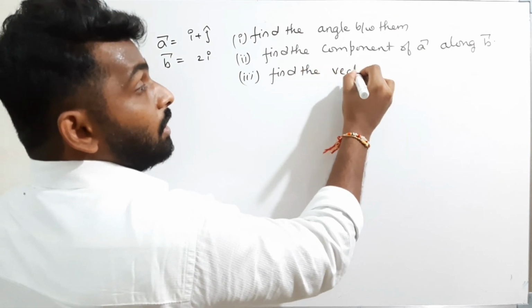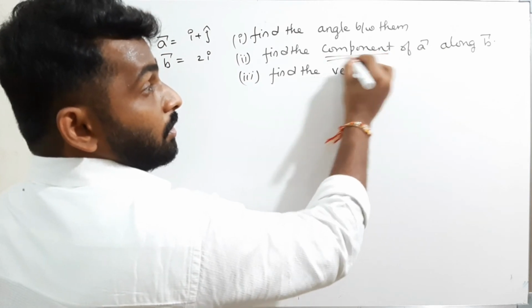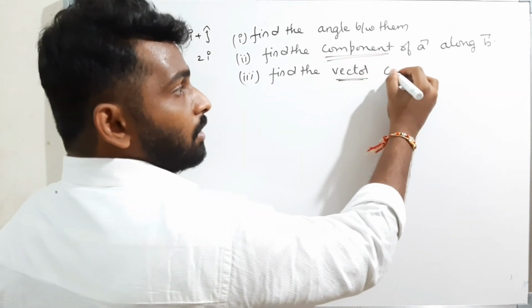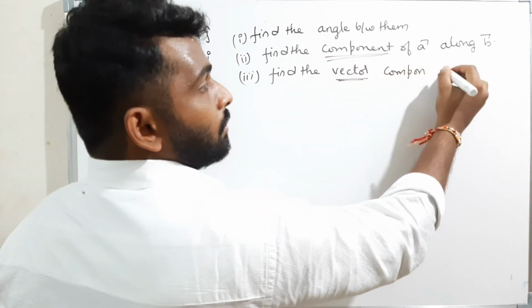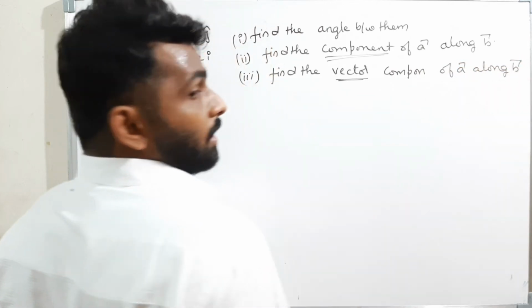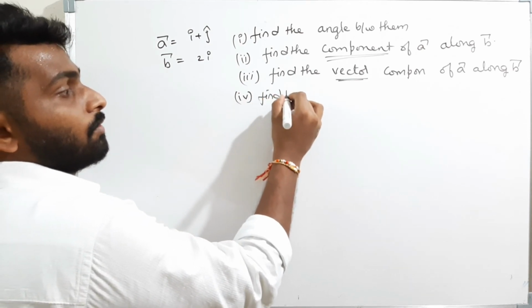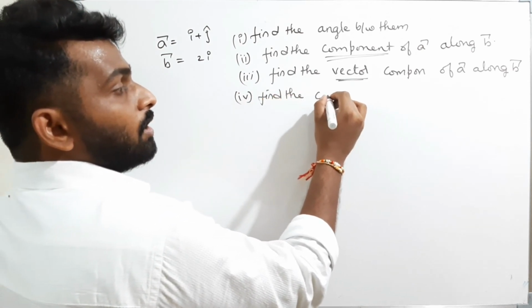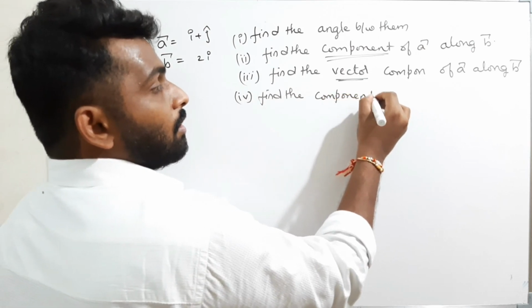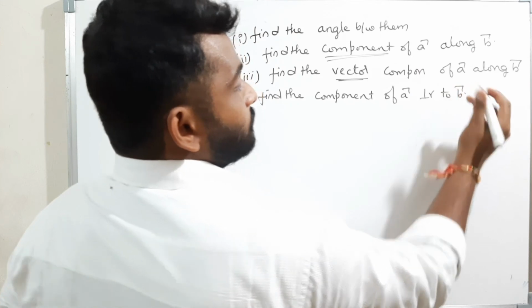Find the vector component of a bar along b bar. And last one, find the component of a bar perpendicular to b bar. That's all. That is the question.